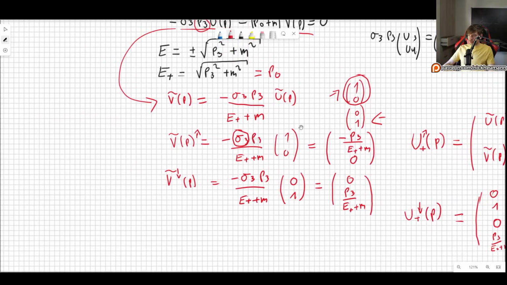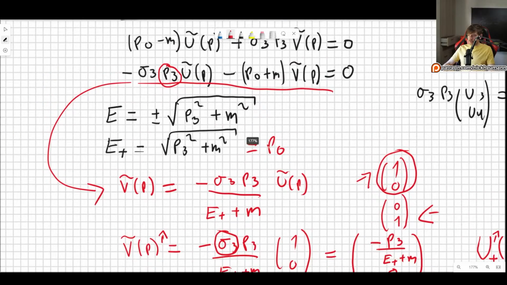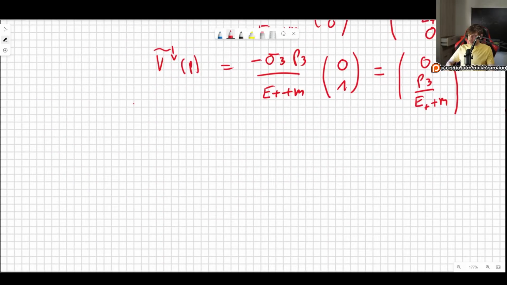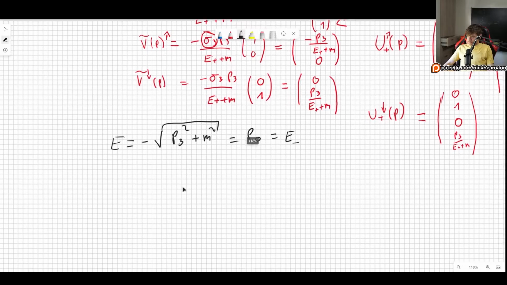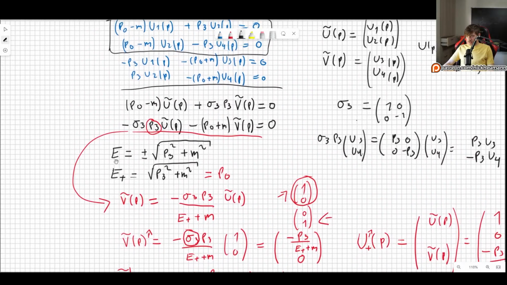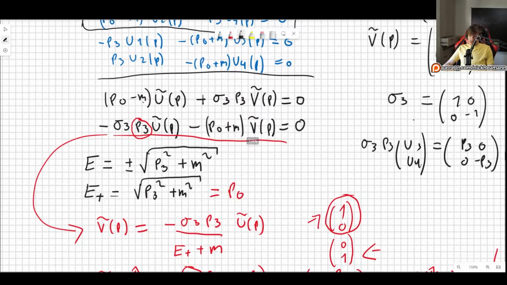Now let's go for when the energy is negative. If the energy is negative, then we would be in the case where the energy is minus the square root of p3 squared plus m squared. And this, of course, would be p0. And we can just call this E minus. Okay. So in this case, our equations don't really change.